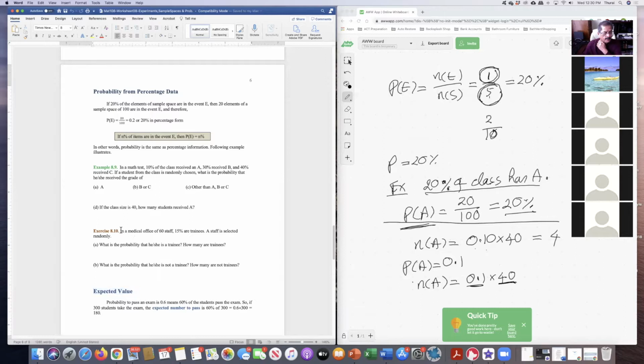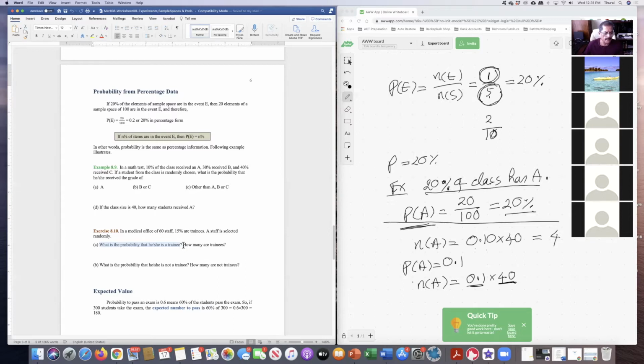All right, so this is an exercise. I expect you to answer the question. In a medical office, 60 staff are there. 15% are trainees. The staff is selected randomly. What is the probability that that staff is a trainee? 15%, or 0.15 in decimal form. Normally, they expect you to enter the answer in decimal form. You enter a percentage only if they ask for that.